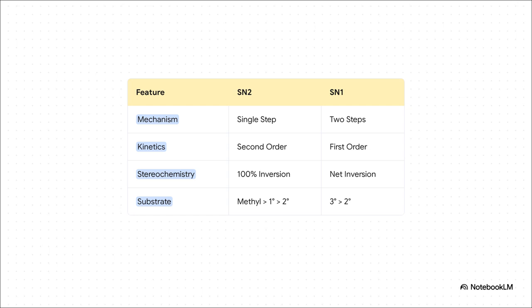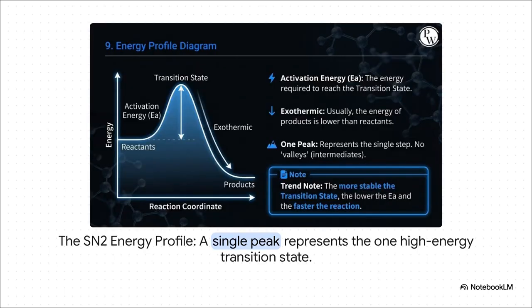Stereochemistry: this is a big one. Sn2 gives you 100% inversion, that umbrella flip. Sn1 gives you a mix, but a mix that favors inversion. And finally, substrate. Sn2 needs a wide-open, uncrowded target. Sn1 actually prefers a crowded one because it helps stabilize that carbocation intermediate. They're practically opposites.